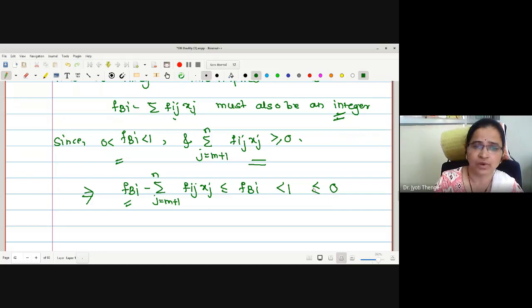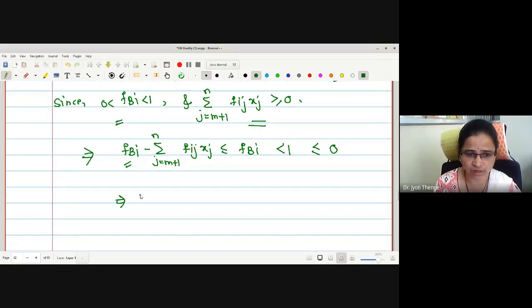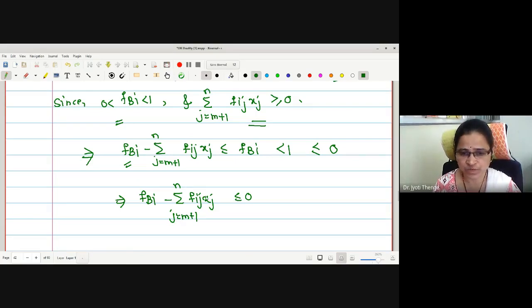Correct? So what is the expression we have obtained? fbi minus summation fij xj less than or equal to 0. This is the term we have obtained, which must be an integer value, and this was taken to be a Gomorian constraint. Only if this is an integer will everything before it be an integer. Okay, so this is considered to be a Gomorian constraint, but the constraint is in less-equal form.